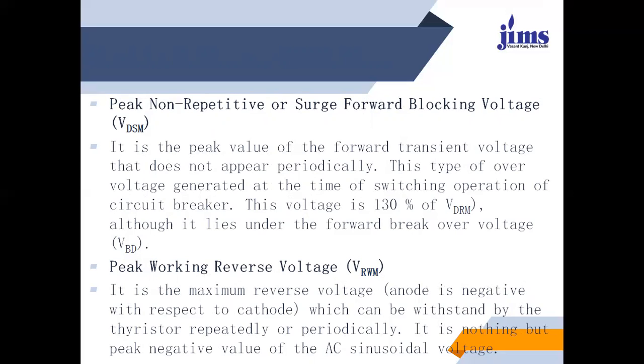The next parameter associated with the SCR is the peak working reverse voltage (VRWM). It is the maximum reverse voltage, with the anode kept negative with respect to the cathode, which can be withstood by the thyristor repeatedly or periodically. It is nothing but the peak negative value of the AC sinusoidal voltage.